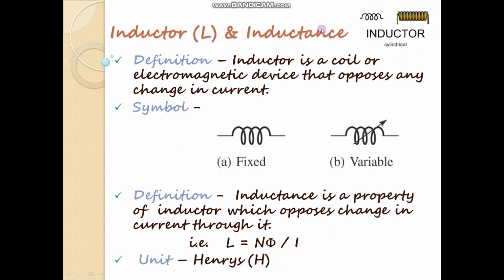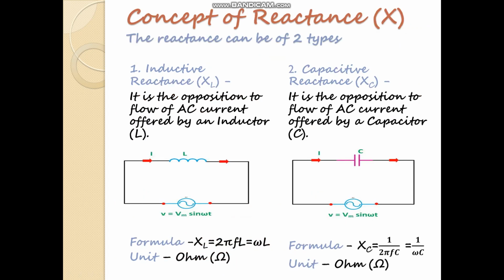Next is inductor and inductance. This is the actual picture of an inductor. It is nothing but a coil or electromagnetic device which opposes the change in current. This is the symbol for fixed and variable inductor. Inductance is the property of an inductor which opposes the change in current through it. So it is given by L equals N phi by I. N is the number of turns of the coil, phi is the flux. What is flux? We will see later. And I is the current. And the inductance is given in henries.